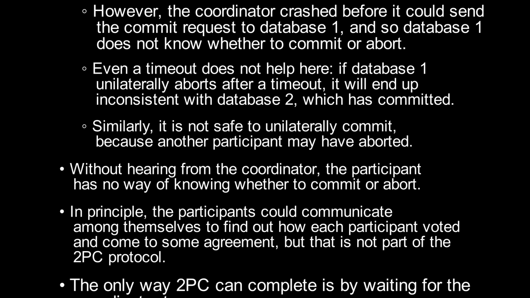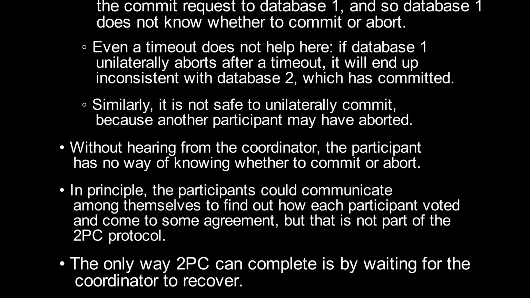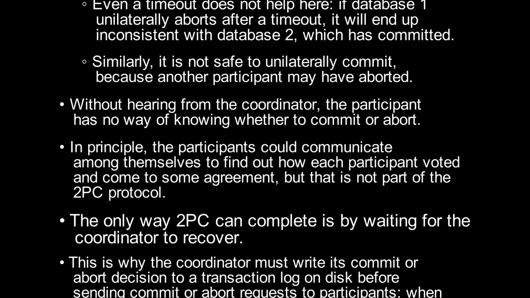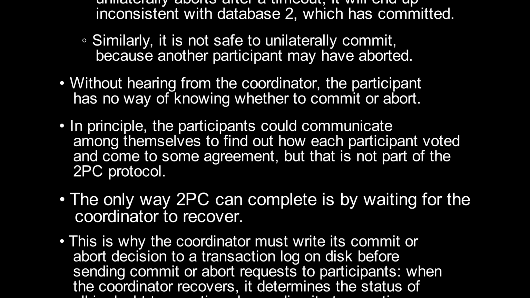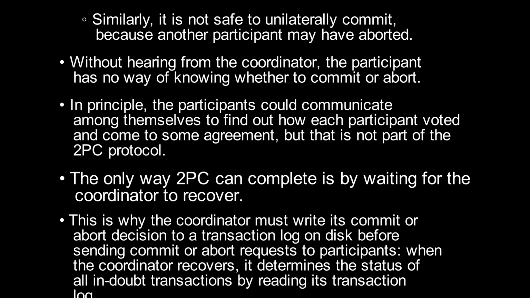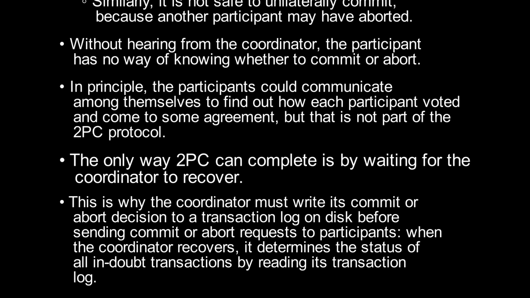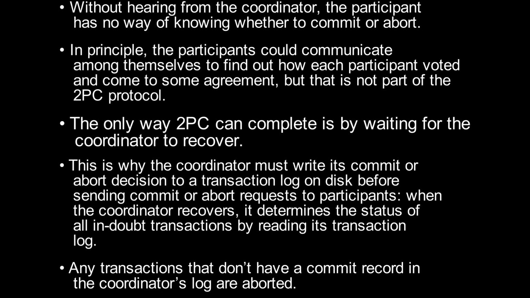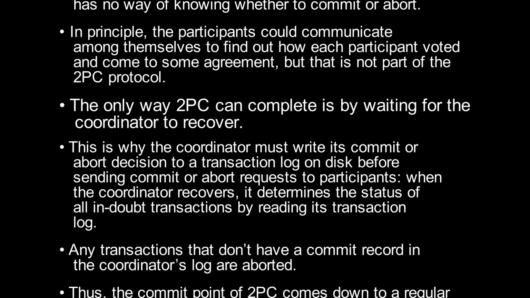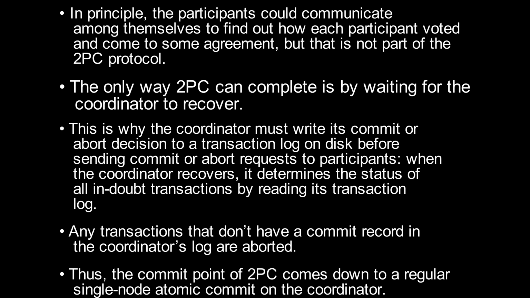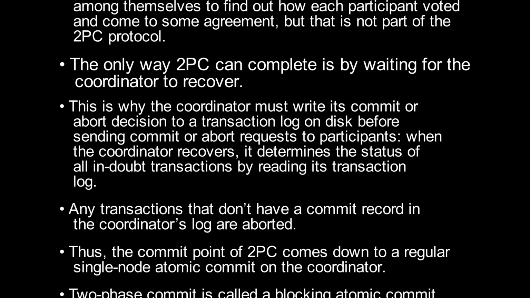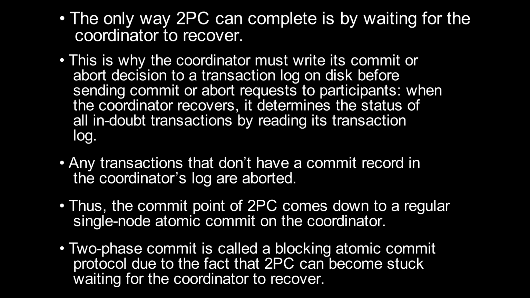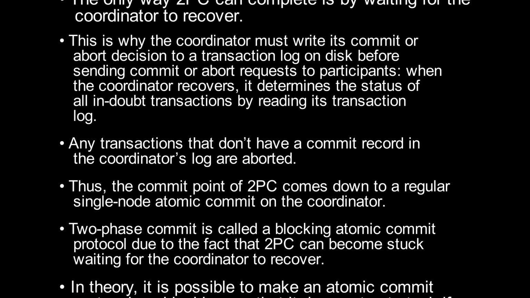In principle, the participants could communicate among themselves to find out how each participant voted and come to some agreement, but that is not part of the 2PC protocol. The only way 2PC can complete is by waiting for the coordinator to recover. This is why the coordinator must write its commit or abort decision to a transaction log on disk before sending commit or abort requests to participants. When the coordinator recovers, it determines the status of all in-doubt transactions by reading its transaction log. Transactions that don't have a commit record in the coordinator's log are aborted. Thus, the commit point of 2PC comes down to a regular single-node atomic commit on the coordinator.